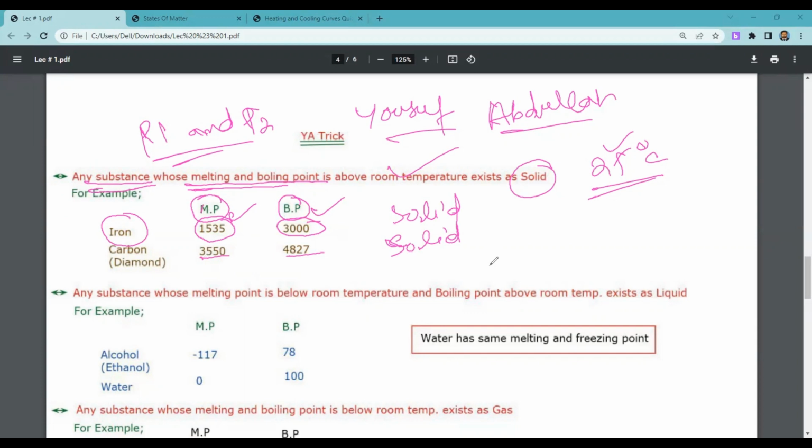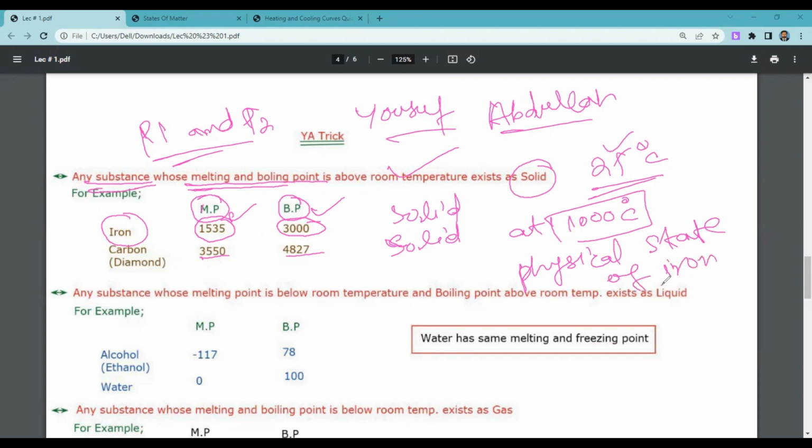If I ask you, at 1000 degrees centigrade, what will be the physical state of iron? What will be your answer? You can pause the video and answer it. Take a little time.